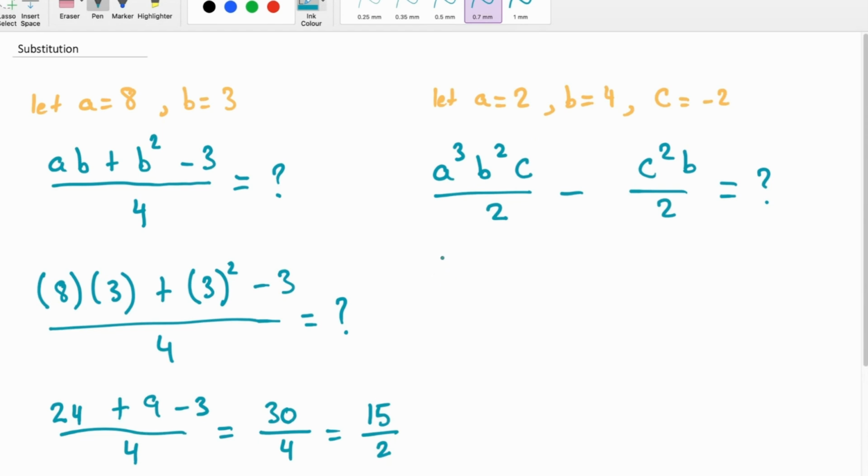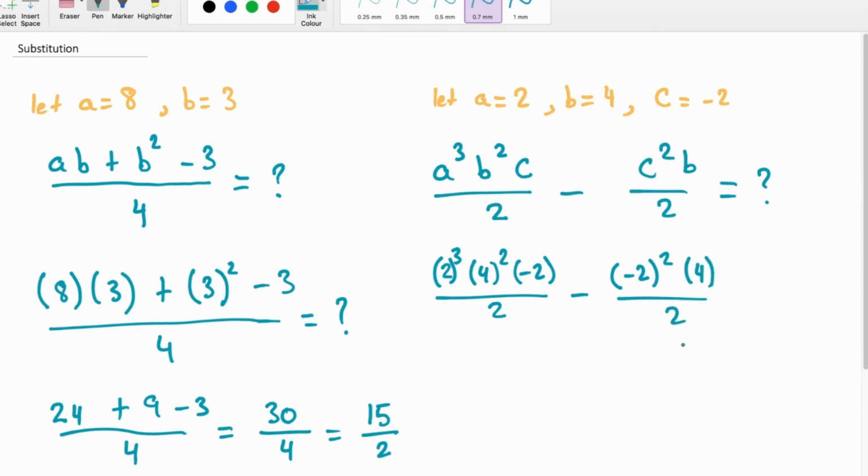So we have here at the start a cubed, so that's 2 cubed. Let's just put that in brackets. Then b squared, so that's 4 squared. And then we have c, that's minus 2, all over 2 minus, then we have c squared again, so in brackets minus 2 squared. And then we have a b, so multiplied by 4, all over 2. And that equals our question mark.